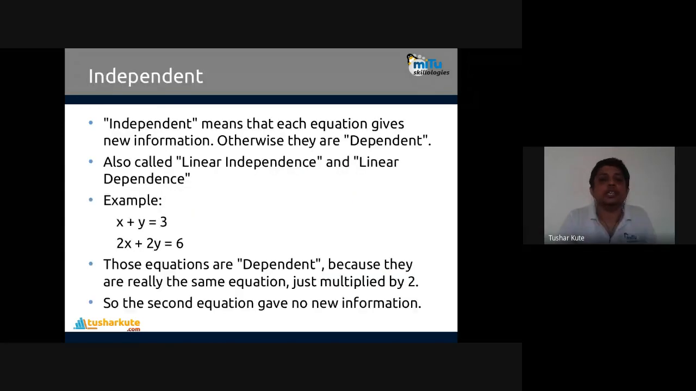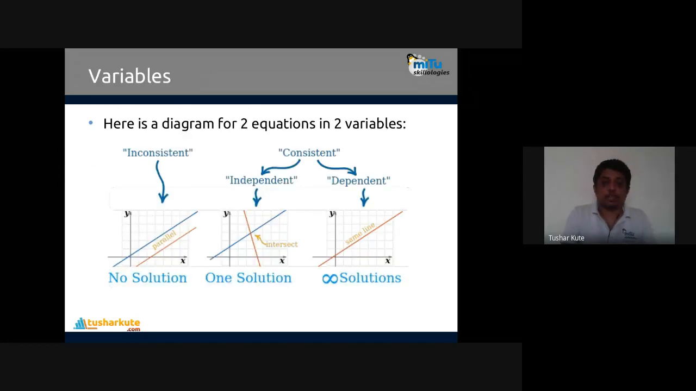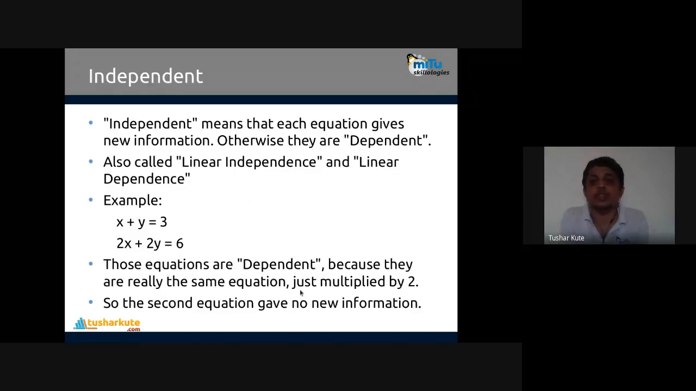Now let's talk about independence. We have a separate concept here called linear independence. What exactly are independence and dependence? Independent means that each equation gives new information; otherwise they are dependent. Every time they give new information. If I change this line in any direction, every time new information is given by them. Otherwise they are dependent, exactly the same. This is also called linear independence and linear dependence.